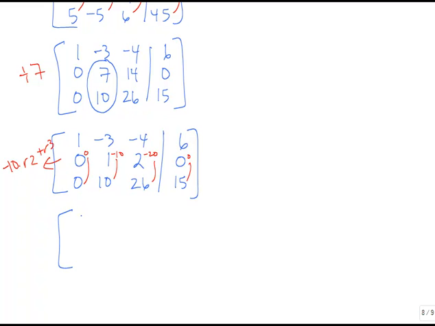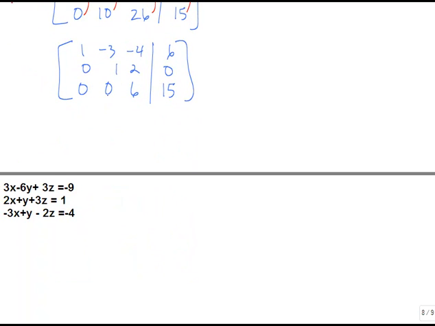So row 1 stays put, row 2 stays put, and the new row 3 is 0, negative 10 plus 10 is 0, negative 20 plus 26 is 6, and 0 plus 15 stays 15. So row 1 is done, row 2 is done. Last but not least, we want to change this 6 into a 1, which we should always be able to do by dividing. Notice on this one, however, when I do divide by 6, 6 does not go into 15 evenly. So we are going to get a little bit of a fraction here.